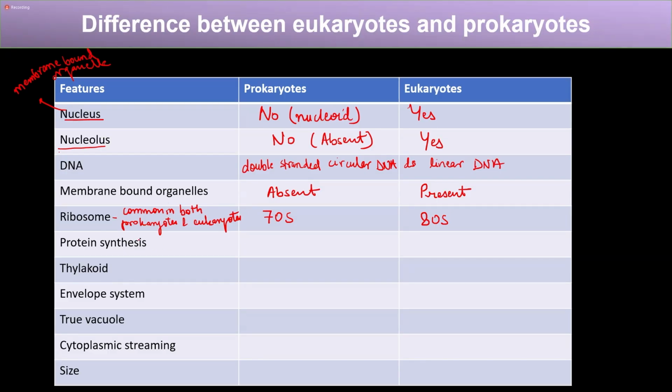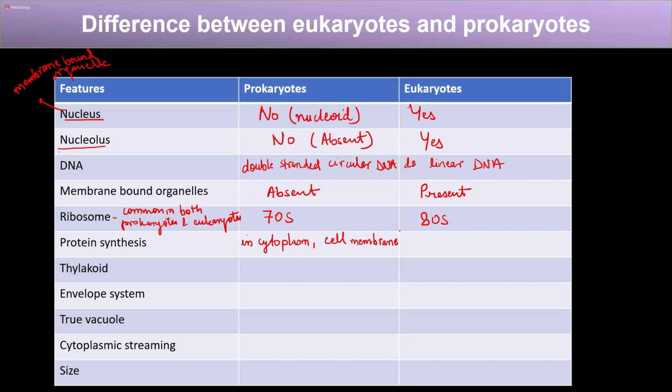Now, about protein synthesis. Where does protein synthesis take place? In the case of prokaryotes, it takes place in the cytoplasm because it does not have any specialized compartment for protein synthesis. Or you can say on the plasma membrane as well, because you remember this ribosome is also attached onto the plasma membrane. So protein synthesis takes place in both the cytoplasm and the cell membrane.